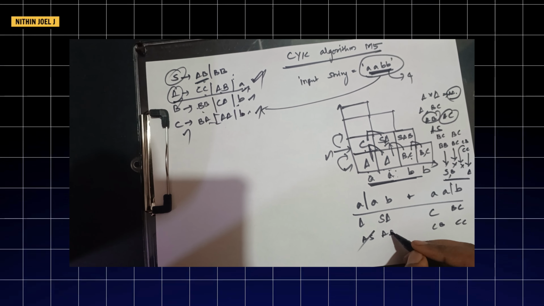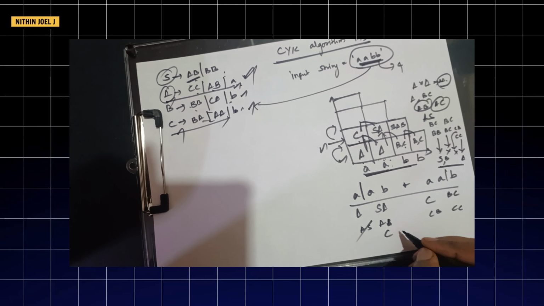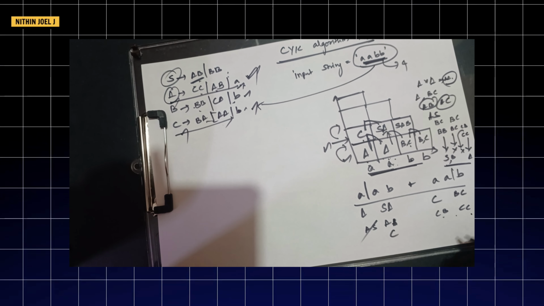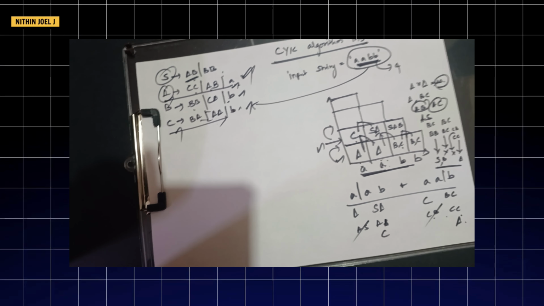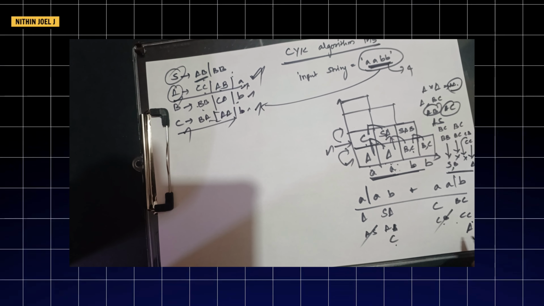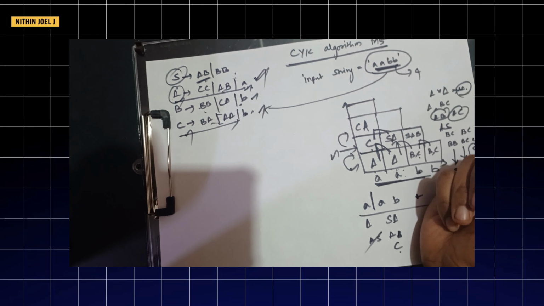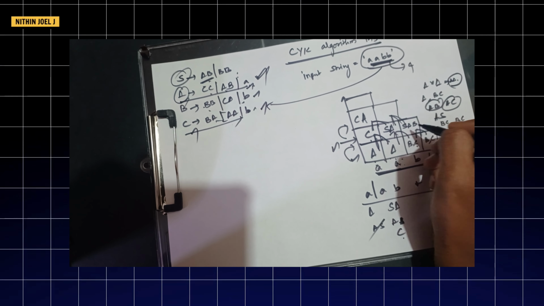And for AA, we have C producing AA over here, and for this side, we have CB, CC, right? And there are no production rules for CB. And for CC, we have A producing it. So now at last we have C and A. So C and A. Now for this particular cell, we have to take these two cells' combinations.